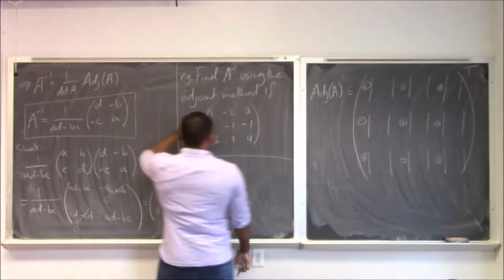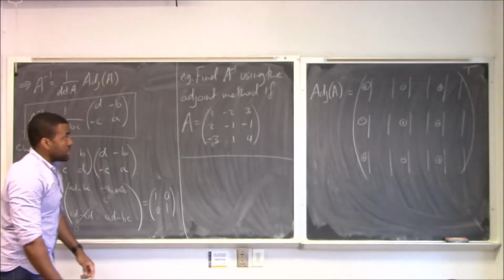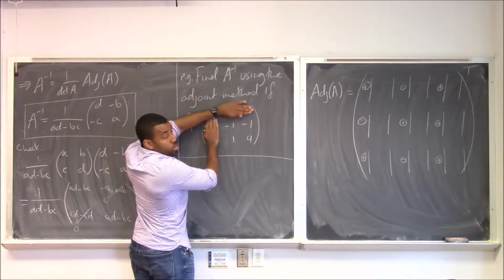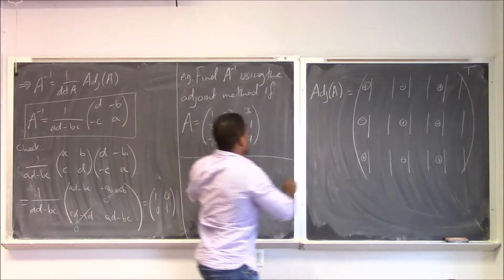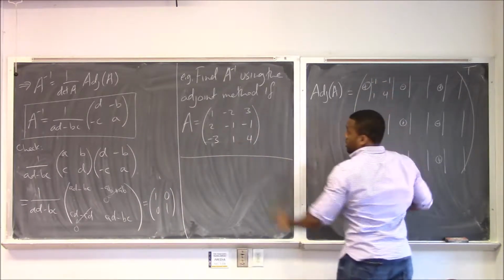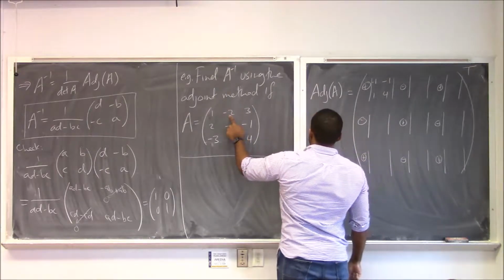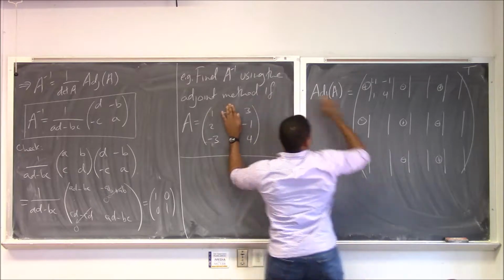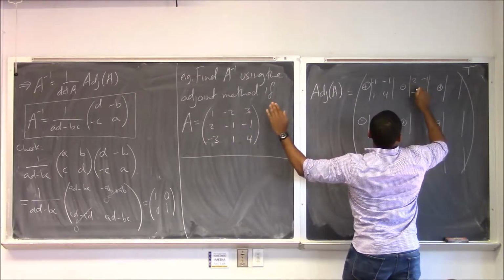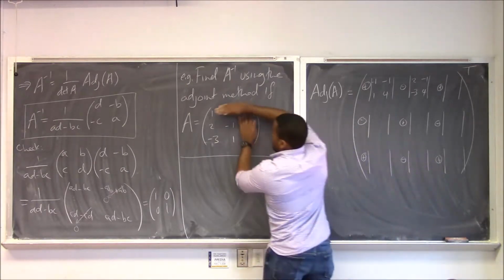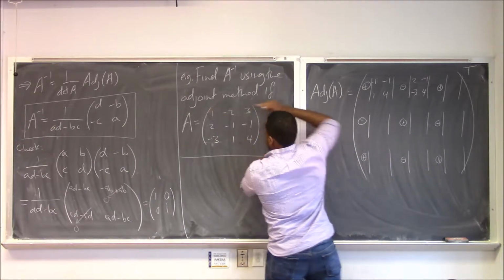Okay, so each element we will replace with its cofactors. So now we're in the position of 1. Block out everyone in that row and that column. We get this: minus 1, minus 1, 1, 4. Go to the position of this minus 2. Block out everyone in that row and that column. We get 2, minus 1, minus 3, 4. Block out everyone in this row and this column: 2, minus 1, minus 3, 1.